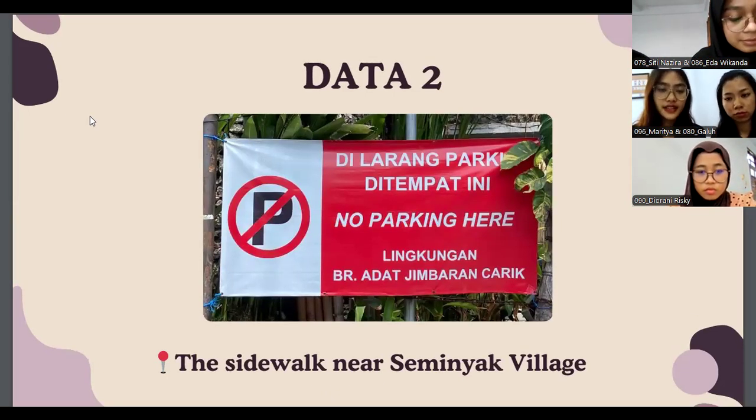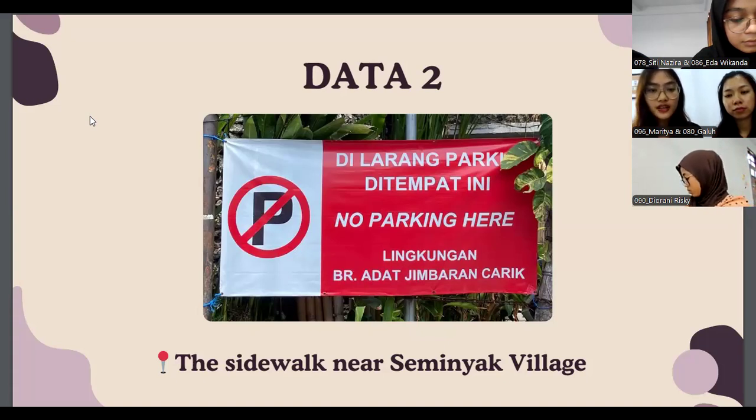All right, the next one is data 2. This public sign was located on the sidewalk near Seminyak Village. The sign was placed to inform drivers that parking is prohibited in the area. This sign can be considered an illocutionary act. Illocutionary acts are performed via the communicative intention behind the utterance. Here, the intention is to prohibit or discourage people from parking their vehicles in this specific spot, which aligns with the function of an illocutionary act.